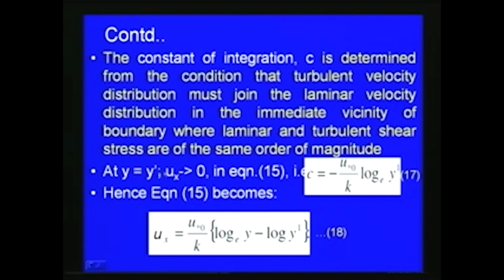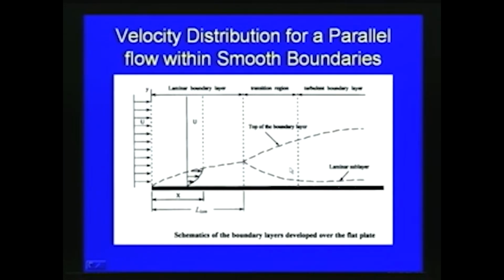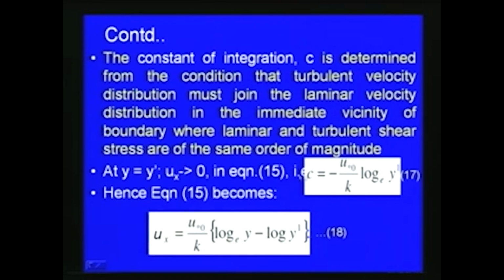So, we can put y equal to y dash, where u x is a small value, or u x is tending to 0, in equation number 15. Then the constant c is equal to minus u star o by kappa log e y dash, as in equation number 17. Now, by using this c, we can write equation number 15 as u x is equal to u star o by kappa into log e y minus log e y dash, as in equation number 18.